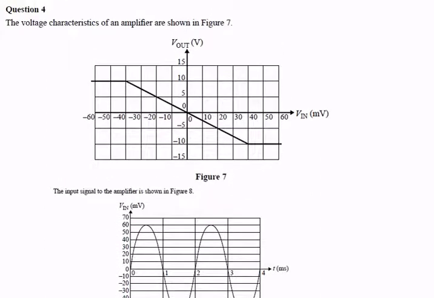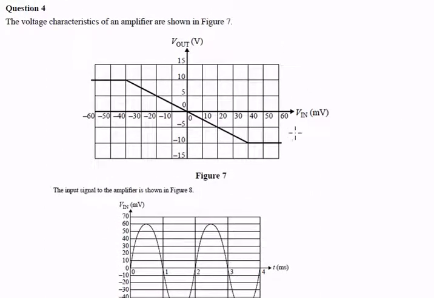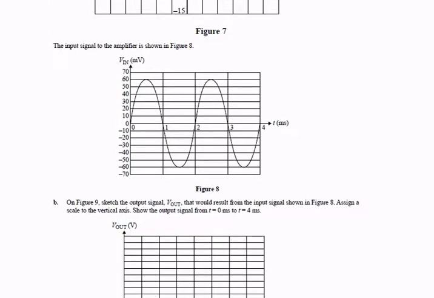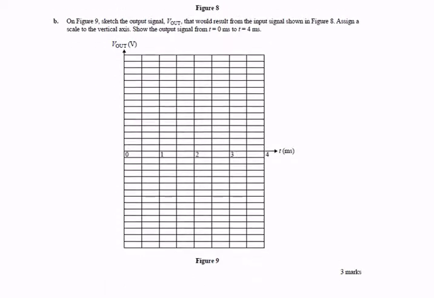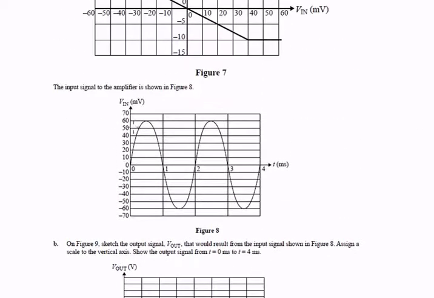Again, I could have predicted what the next question was going to be, because it seems to be the same every year with these ones. This is the same graph from before, and they've given me an input signal here, and they've asked me to draw an output signal, and it's worth 3 marks. So the input signal goes up to 60 millivolts, down to -60 millivolts.